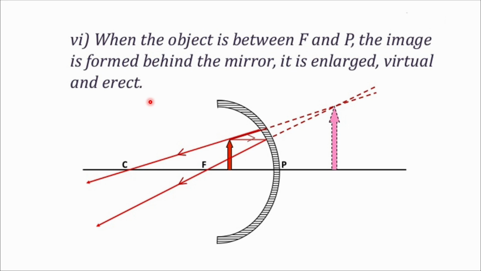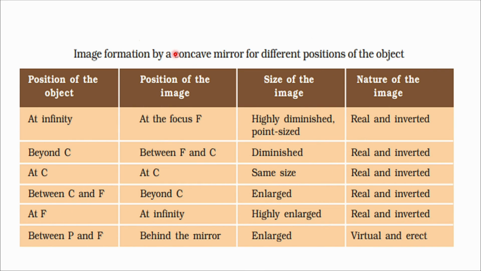Sometimes they may ask you, in case of a concave mirror, what is the position of the object when you get the erect image? That is, the position of the object is between the principal focus and the pole. This is the summary of the image formation by a concave mirror.